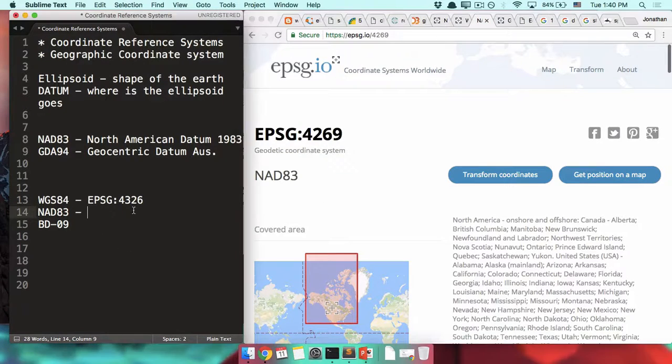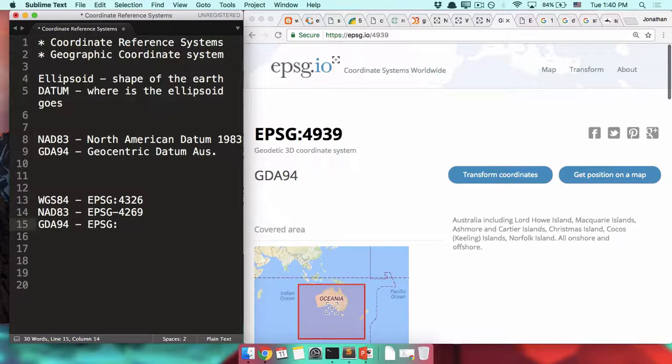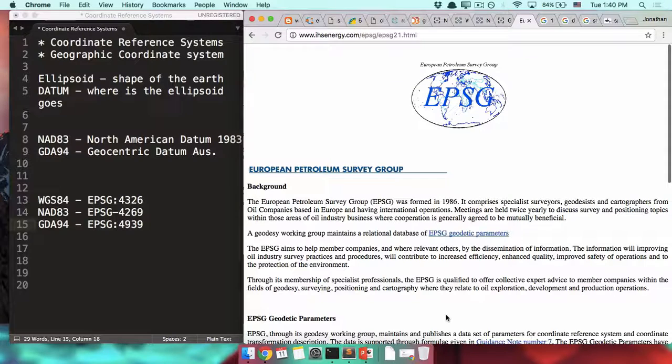NAD83 has the EPSG code of 4269. GDA94, good day mate, is EPSG 4939. So EPSG, funnily enough, stands for the European Petroleum Survey Group, because apparently the only people that care about locating things on the planet and care about where things should go and being very specific about that, those are the people that are finding oil or used to find oil.